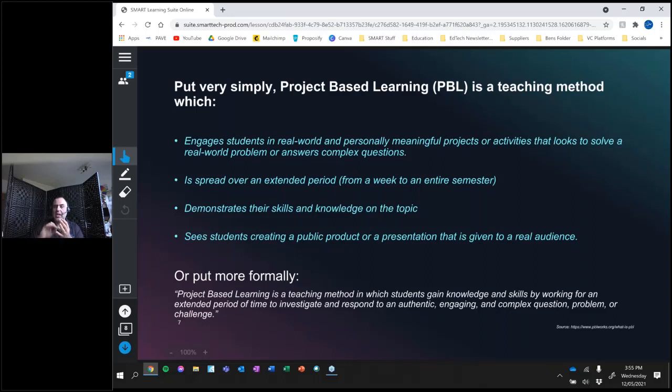Now, it's really interesting. I'm going to keep going back to that extended period of time. So you think about a project as an ongoing activity. It's not just a one-off. And that's one of the things that I think people get a little bit confused about when they're talking about PBL. So why use it?